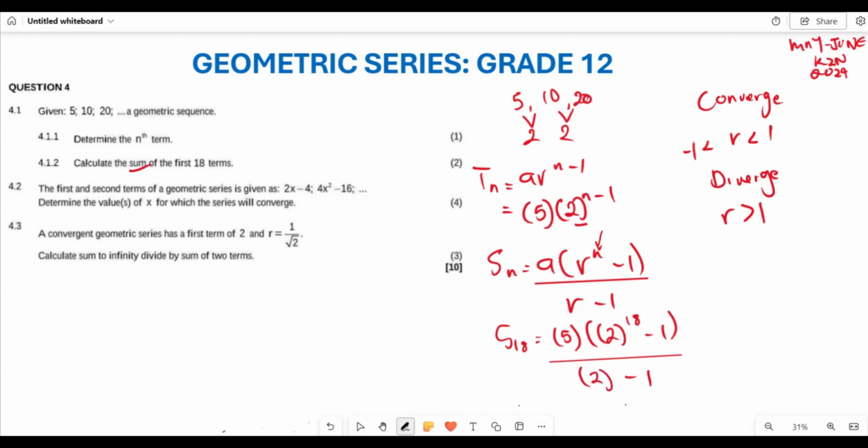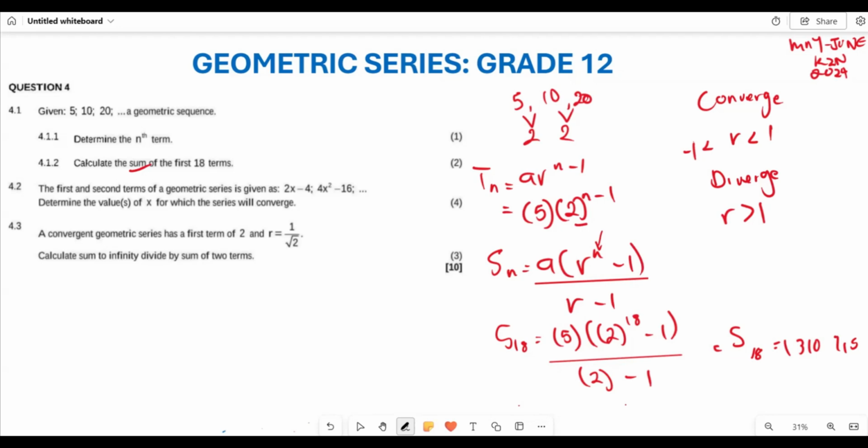And then what is going to be therefore our S of 18, our sum of 18 terms? Right? So when you plug this in your calculator, you are going to get this as, I think this is 1,310,715. Okay, right? So which is going to be the sum of all the 18 terms that you are going to have in here, right?